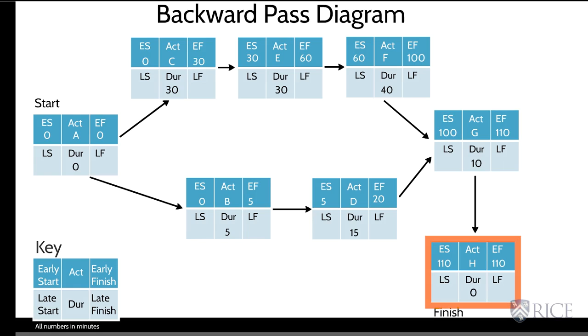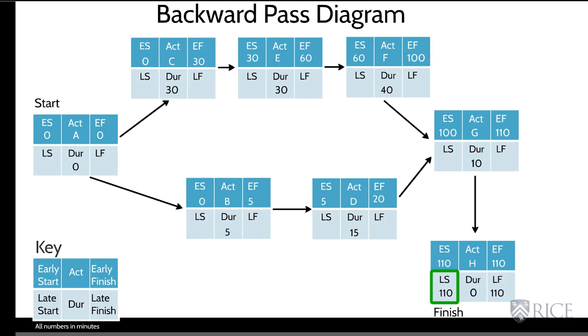Starting on the right side of our diagram with the finish box, we see the total projected time to be 110 minutes. Just like the forward pass, we will use these numbers to calculate time, but instead of adding time to each box, we will be subtracting time. To begin, we take the late finish total of 110 in H and subtract the duration and put that total in the late start location in H. And since the duration in H is 0, the number remains 110.